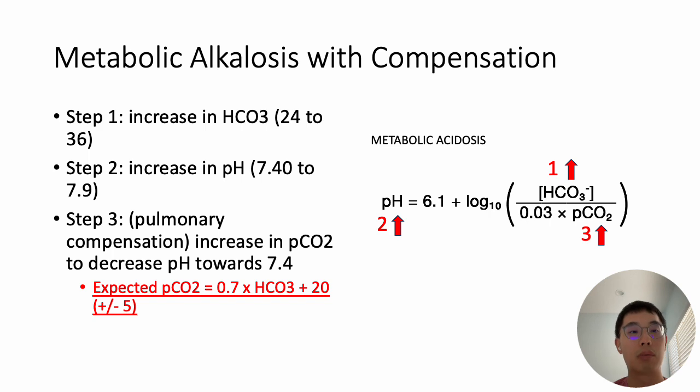And in the third step with pulmonary compensation, our increase in PCO2 will be done to decrease the pH towards the normal levels of 7.4 with this equation that we have here. Now remember, these are just numbers that I have put into the calculation, but don't necessarily reflect the actual physiologic changes that we see in patients.